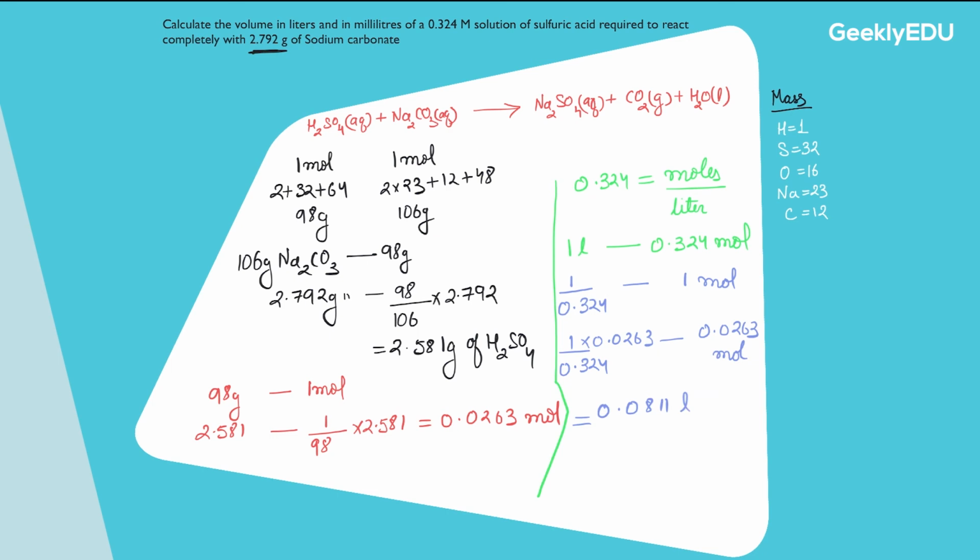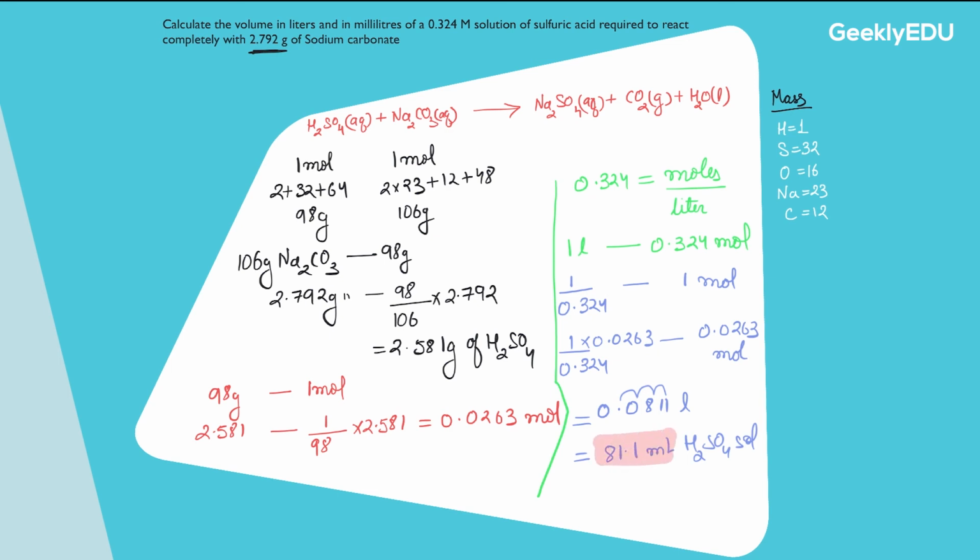Now this is not in milliliters, so let's write it in milliliters. How do you write this in milliliters? 1 liter has 1000 milliliters. So just make the decimal jump 3 places. So it comes to about 81.1 ml of H2SO4 solution of molarity 0.324. So this comes to be your final answer.